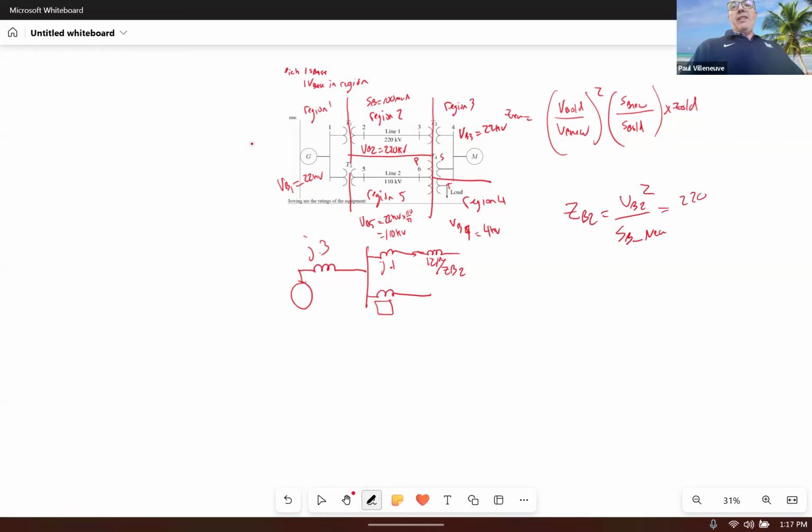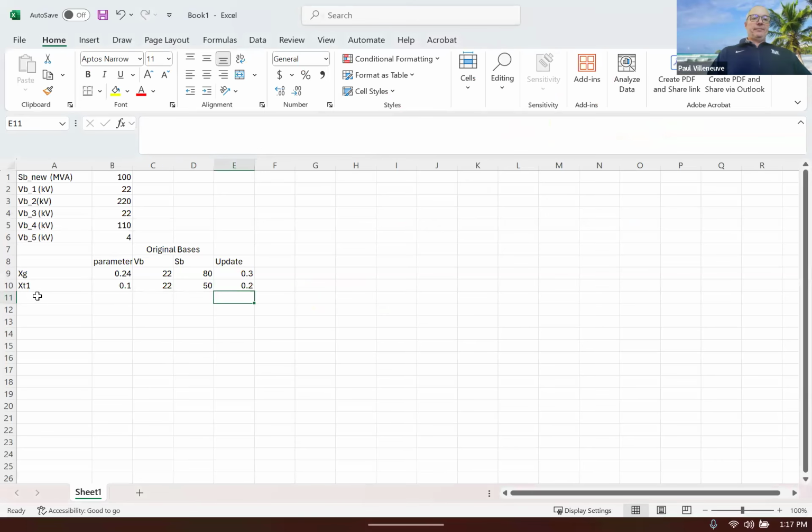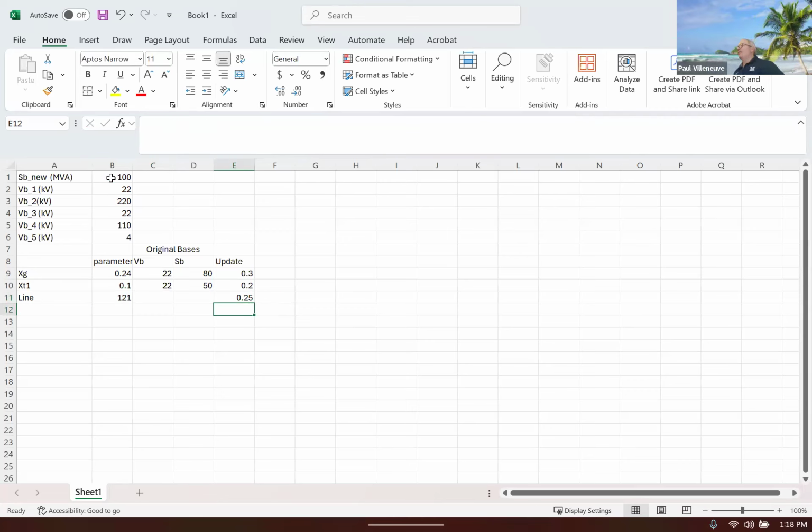So that's going to be 220 kV squared divided by 100, not 1,000, 100 MVA. So now I'm ready to go here and do my line. My parameter is 121, but I don't have a VB or an SB, right? Those are the original values. I need to divide this by VB squared in that region. So this number squared divided by my S base, and I end up with J.25 ohms.